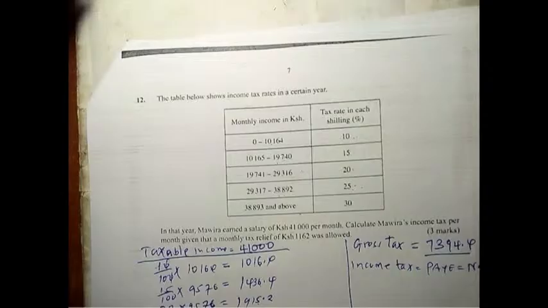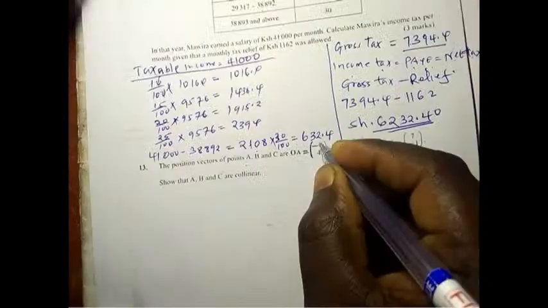The position vectors A, B, and C are this. Show that A, B, and C are collinear. So to show that they are collinear, first you show that they are parallel, and then secondly they share a point. AB. How do you get AB? AB equal to OB minus OA. 3, 4. And this one will give us 1 minus, equal 4, negative 2. So AB tushapa ni hiyo.